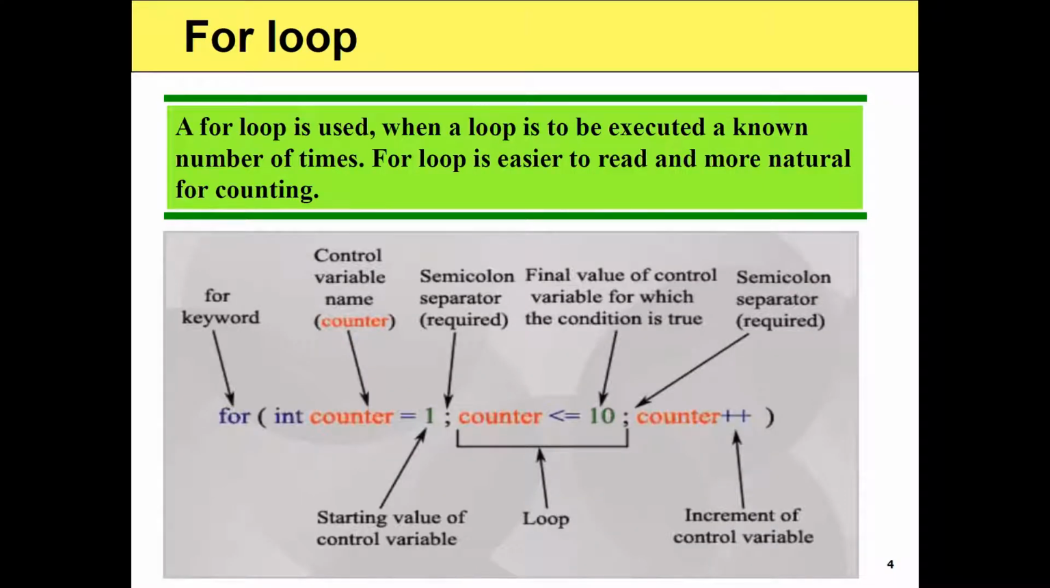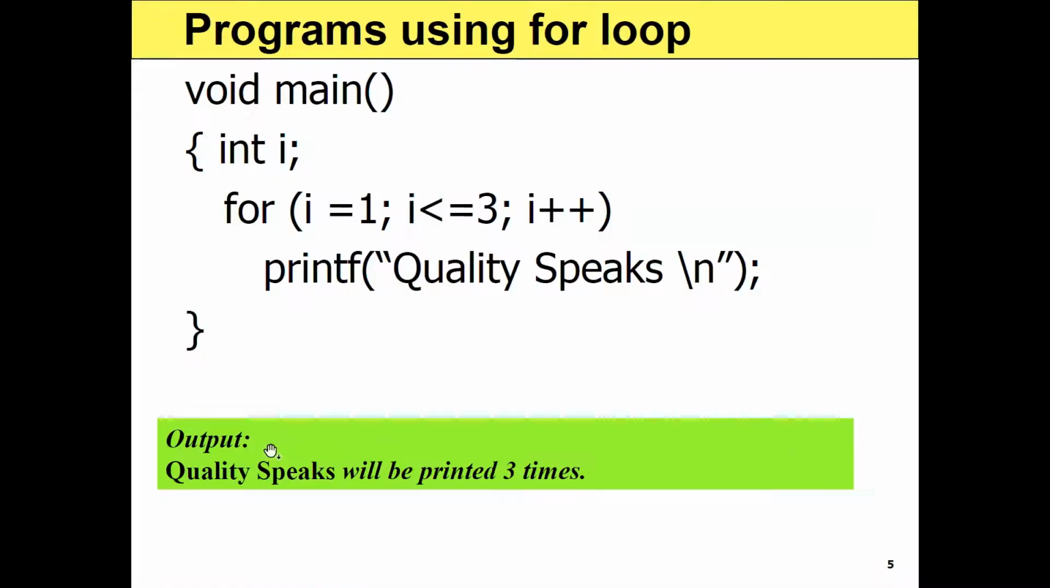To begin with, we'll study the for loop. What is a for loop? The for loop has three statements. The first statement is the control variable. The second statement is the terminating condition, when the loop should get terminated. And the third statement is the incremental statement. These three statements are separated by semicolons. And of course, for is a keyword.